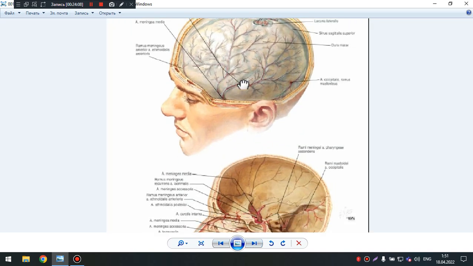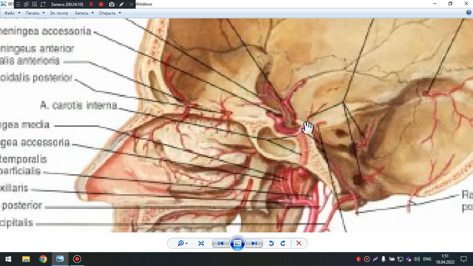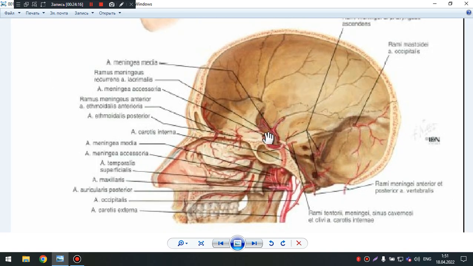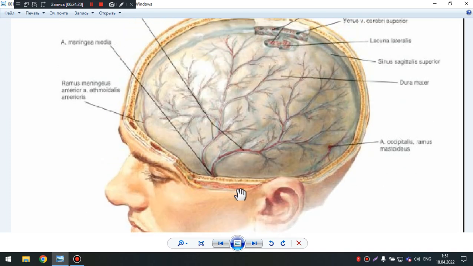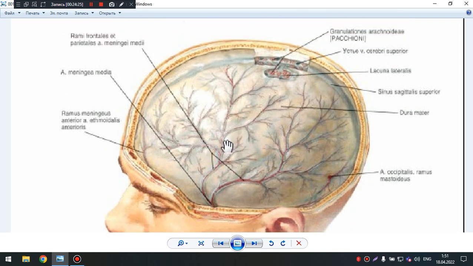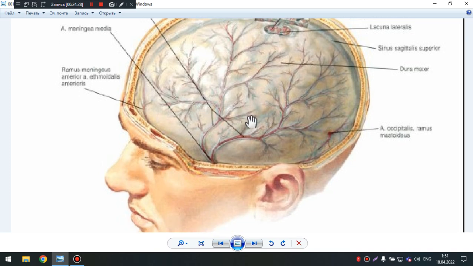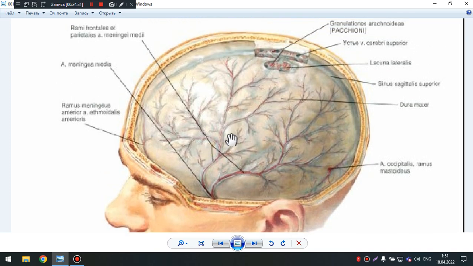The middle meningeal artery through the spinous opening of the sphenoid bone enters into the middle cranial fossa, lies between the bone, or between the periosteum and dura mater. Blood supplies the dura mater of the brain. It is a very dangerous artery: if the person has trauma on the temporal squama, this artery can cause blood excretion and the person will die.